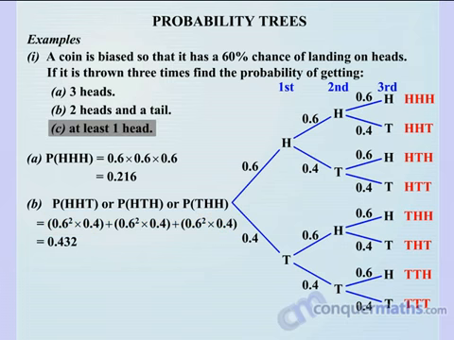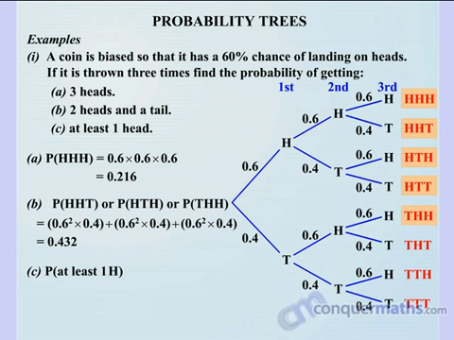Part C now, what's the probability of getting at least 1 head? Well, let's write that down. Now let's look at our diagram. To get at least one head, that just means one head or more. Well, it happens there, there, there, and there, and there, and there, and there. It happens everywhere except for the bottom, right? The three tails, okay? Happens everywhere else.